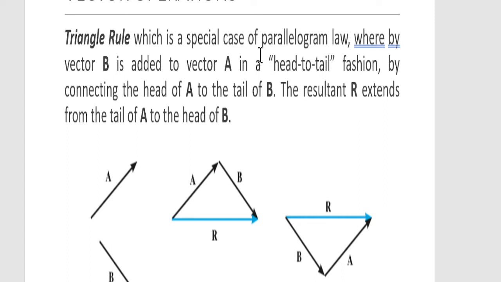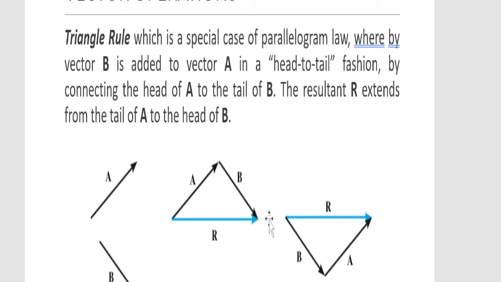So here, a special case of the parallelogram law whereby vector b is added to vector a in the head to tail fashion by connecting the head of vector a to the tail of vector b, and the resultant vector r will extend from the tail of vector a to the head of vector b.